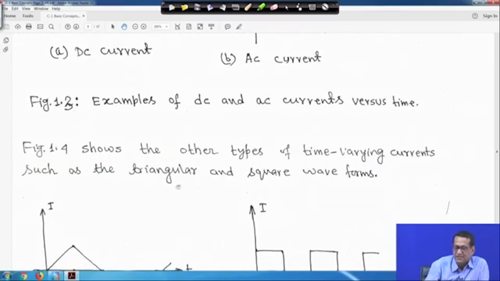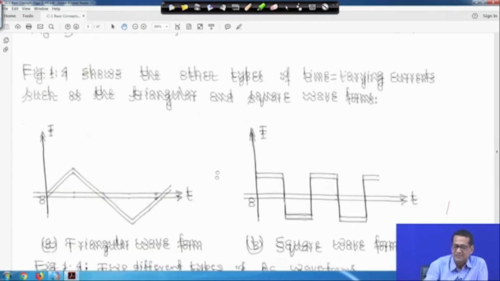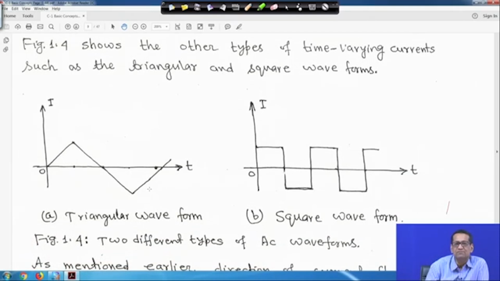Now, figure 1.4 shows other types of time varying current, such as the triangular and square wave. This is also time varying current, this is a triangular function, and this is also a rectangular one, which is also changing periodically. So, plus minus, this is a triangular waveform, this is a square waveform, and this is also alternating current, right.